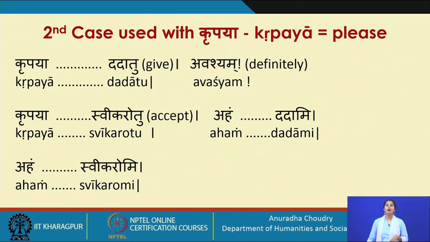Now moving on, we'll try and use the second case using the word kripaya. When you want to request somebody for something, you would say kripaya chashakam dadatu. And I've just taught you a new word here, avashyam. Avashyam means yes indeed. Avashyam dadami. Definitely I will give. Kripaya swikarotu is another way of saying please accept something. If I want to say please accept the flower, I will say kripaya pushpam swikarotu. Let's make it more elegant. Pushpam swikarotu. And then the answer would be aham pushpam swikaromi.